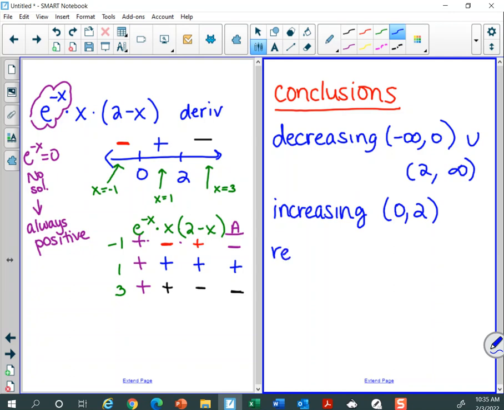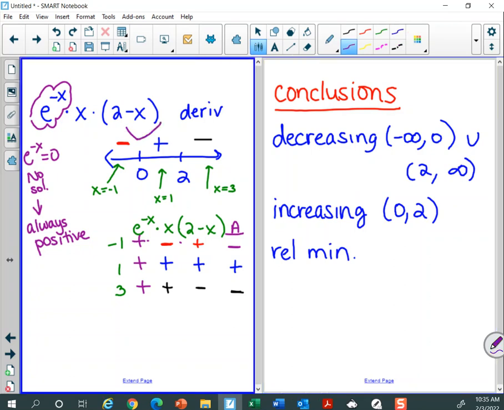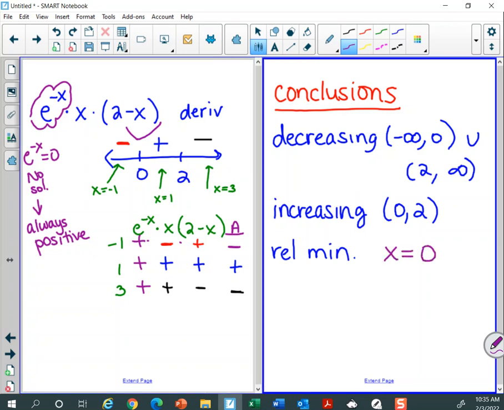My function has a relative minimum, and I'm doing that first because it's first on the number line this time. My minimum happens at 0 because I go from decreasing to increasing. Decreasing to increasing makes a min. But we need the sign change. Positive to negative, uphill to downhill makes a max.